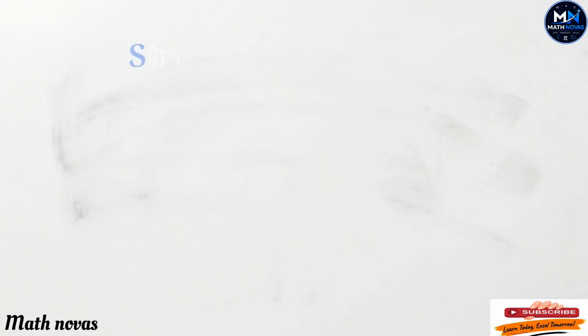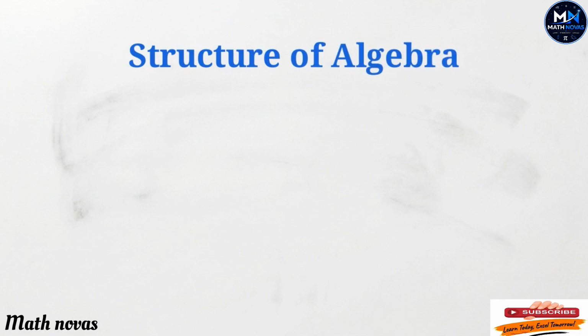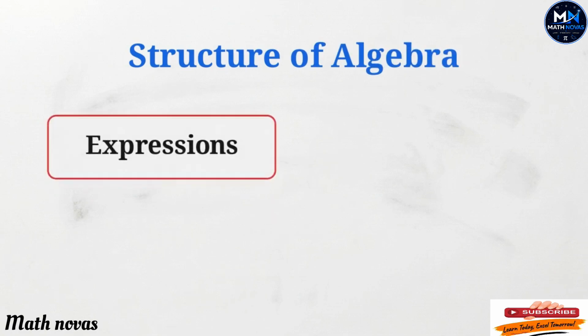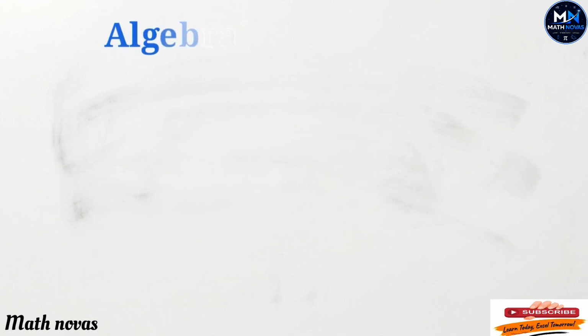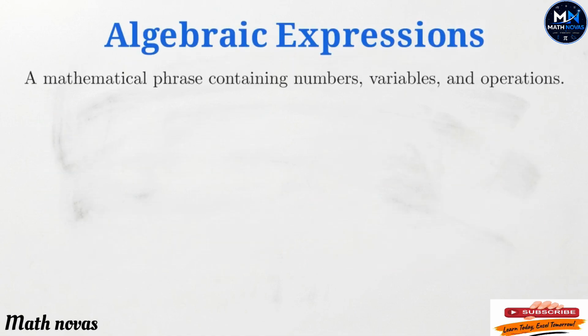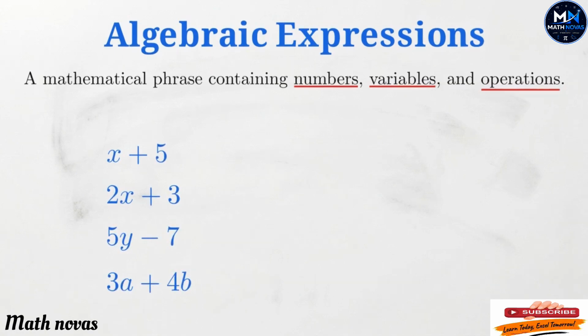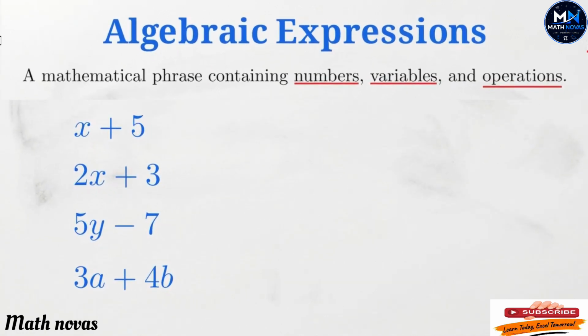Today, we are going to define the components that make up the structure of algebra: expressions, terms, coefficients, and constants. On the board, we have the definition of an algebraic expression. It is a mathematical phrase built from three specific components: numbers, variables, and operations like addition or subtraction. Here is what they look like in practice. Notice how each example clearly combines letters and numbers using mathematical operations.